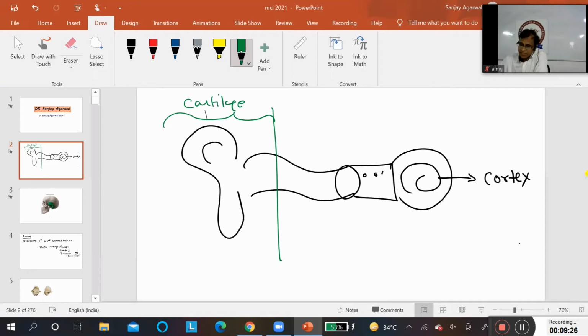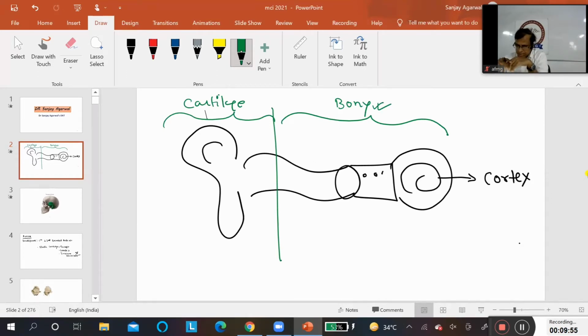Now, if pinna is cartilage, what is this rest of the ear made up of? It's inside a bone, so it's called bony ear. So the outer part of the ear is made up of cartilage, and the inner part of the ear is inside the bone. So there are two parts, a bony part and a cartilage part. And the question is, which bone is this? Which bone is this? Any idea?